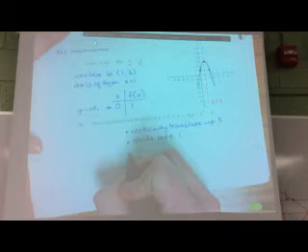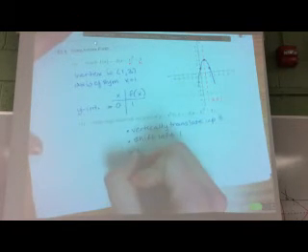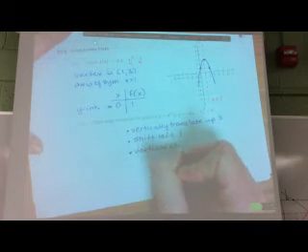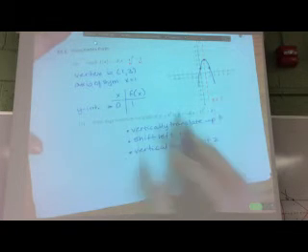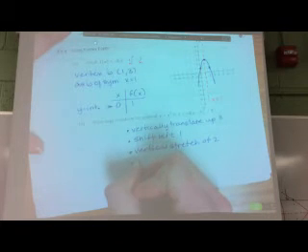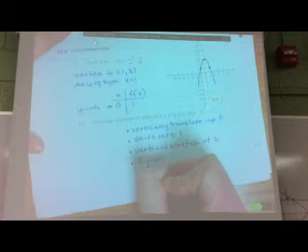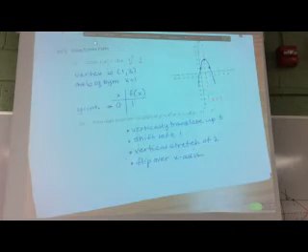Okay, what else do we have? What's this? Vertical stretch of 2. Vertical stretch of 2. And what's this? Flip over the x-axis. Flip over the x-axis. All right, there's all our transformations.